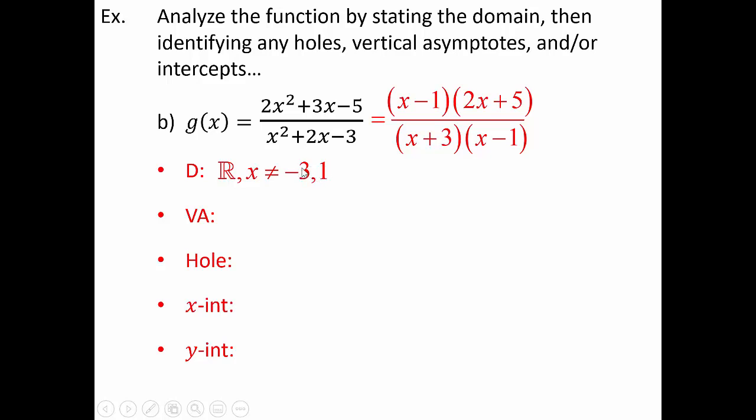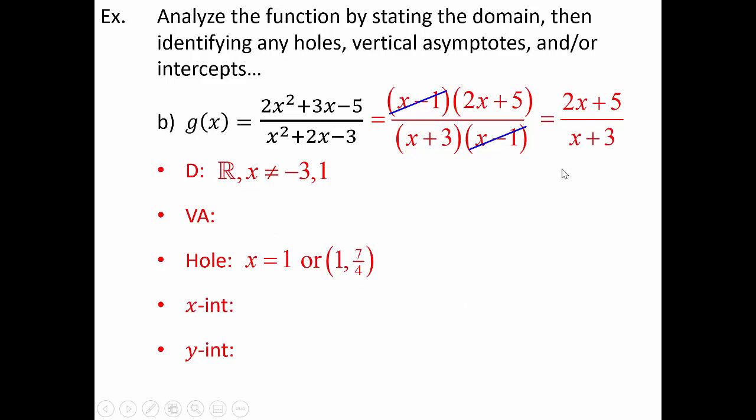Those values can be classified as either a hole or a vertical asymptote. Which one cancels is the hole. So x equals 1 is going to be the hole. If you want to present that as a coordinate, just take x equals 1 and plug it into the simplified version. 2 plus 5, 1 plus 3, we have a hole at exactly 1 comma 7/4, but again, you don't need to give me the coordinate if you don't want to.